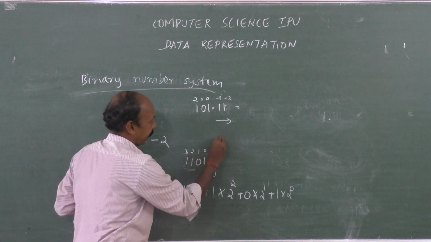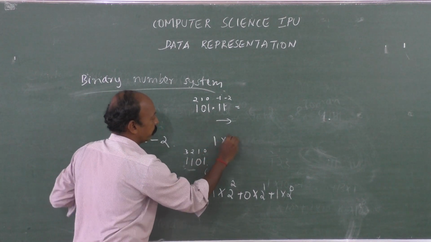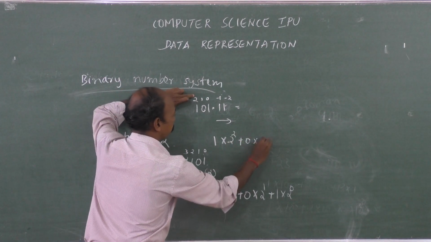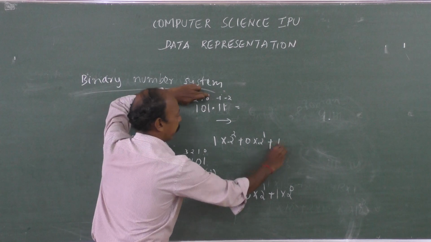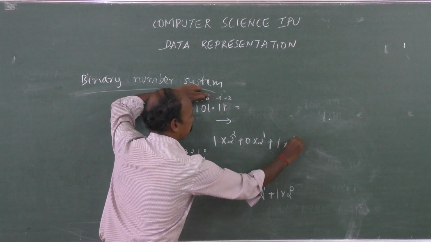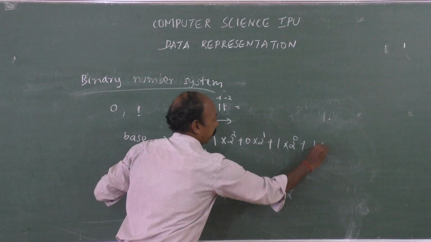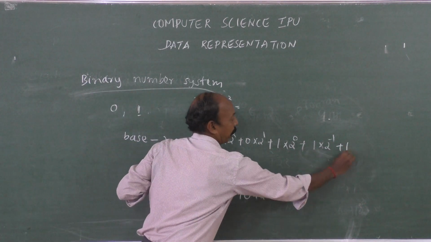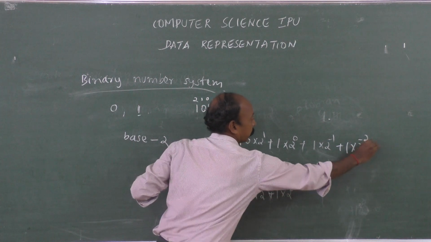We have to write it as 1 into 2 to the power 2 plus 0 into 2 to the power 1 plus 1 into 2 to the power 0 plus 1 into 2 to the power minus 1 plus 1 into 2 to the power minus 2.